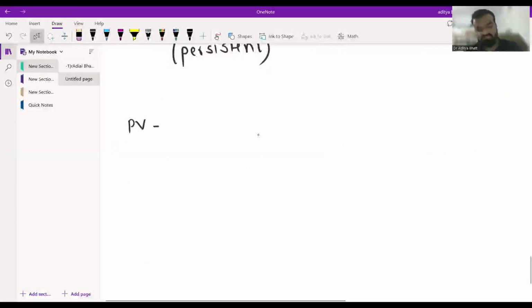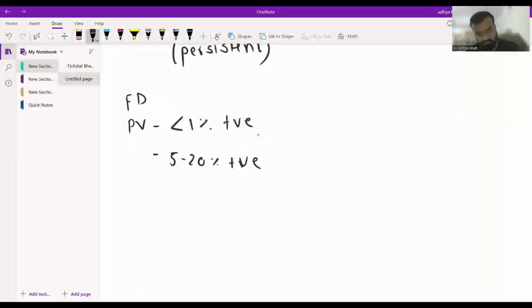Now, what is the predictive value? The predictive value for fetal distress is less than 1%, obviously the same as NST. So the predictive value for a negative test is less than 1%. The patient might have fetal distress, while it is 5 to 20% for a positive test, because here it is the opposite.